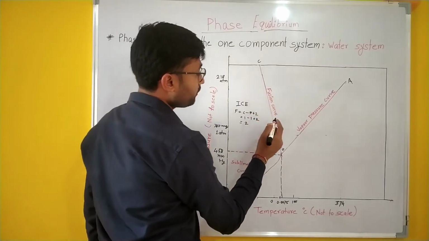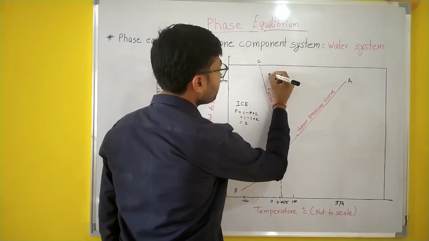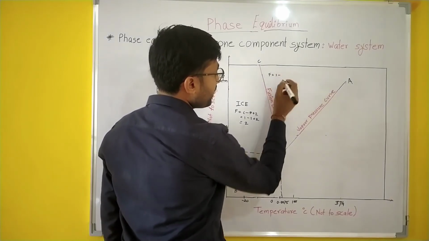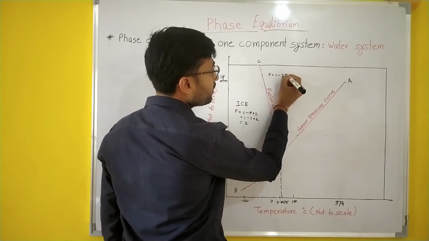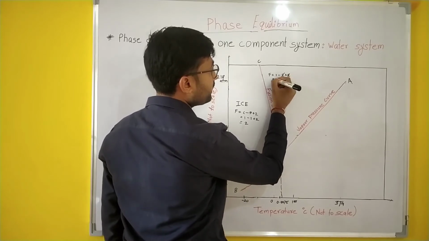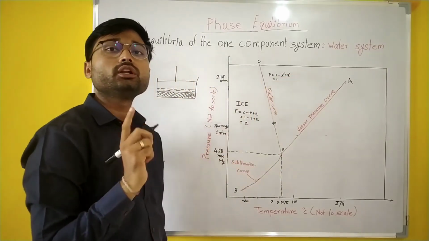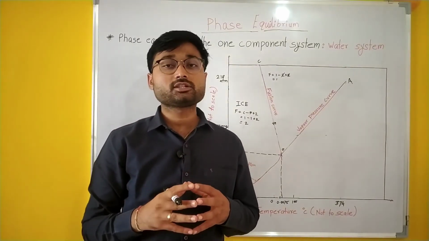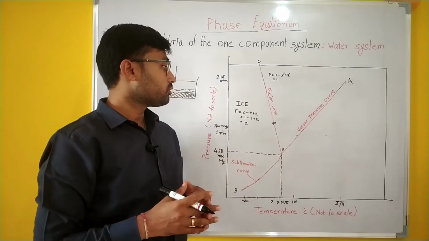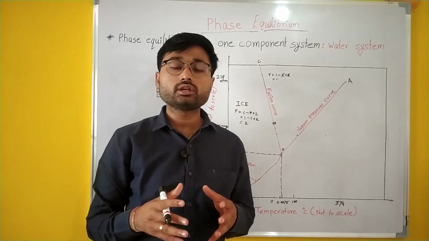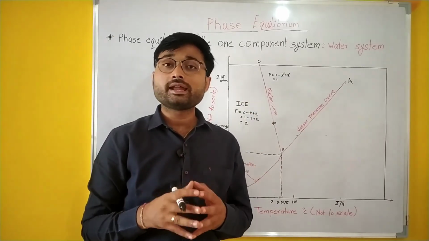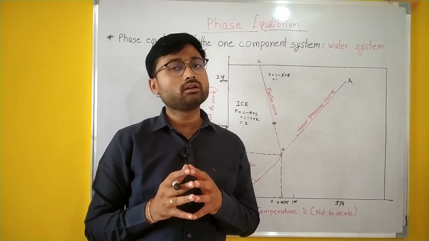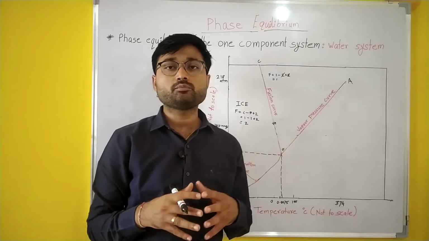So here the degree of freedom at this point, equilibrium, F equals C minus P plus 2, that is 1 minus 2 plus 2. So 2 will get cancelled, so your degree of freedom is only 1. So that system is monovariant. So on this curve, suppose you have to say both ice and liquid are in equilibrium, then you have to tell only one quantity, either pressure or temperature.